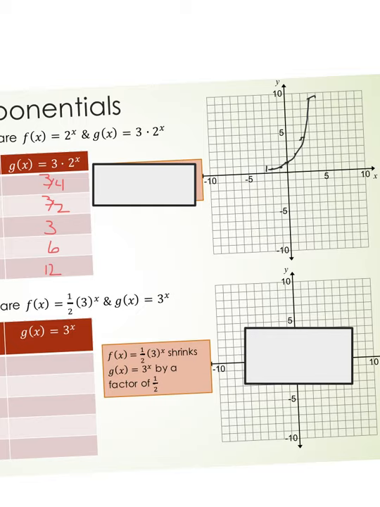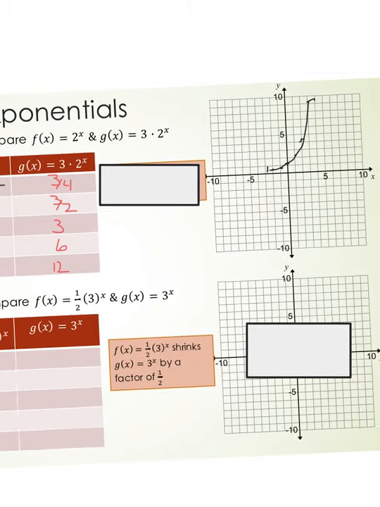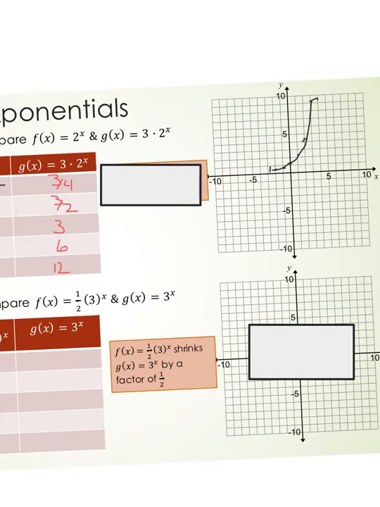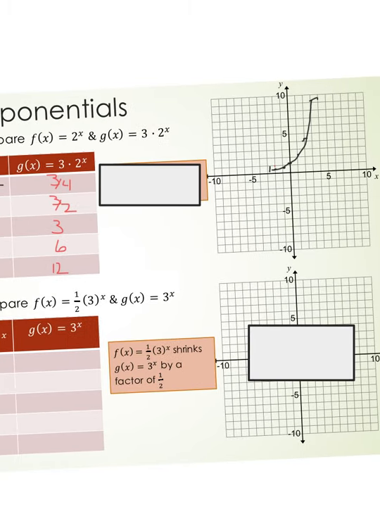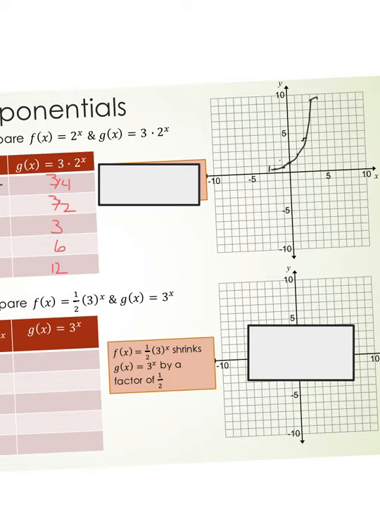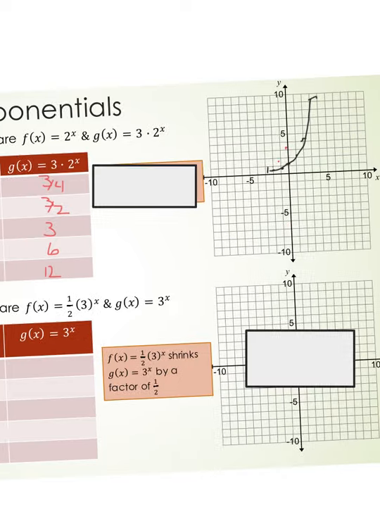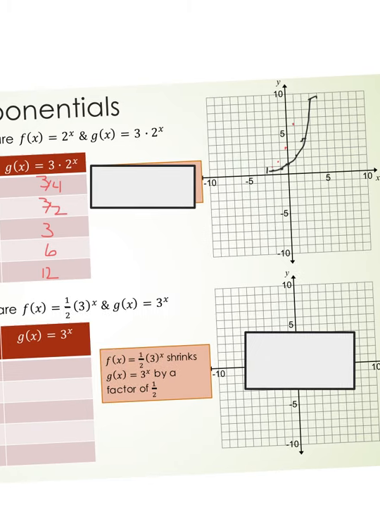Okay, so it looks like we'll have negative 2 and 3/4. Negative 1 and 1.5. You will have 0, 3. And 1, 6. And then if you wanted to graph 2, 12, you can, but it is off your grid.